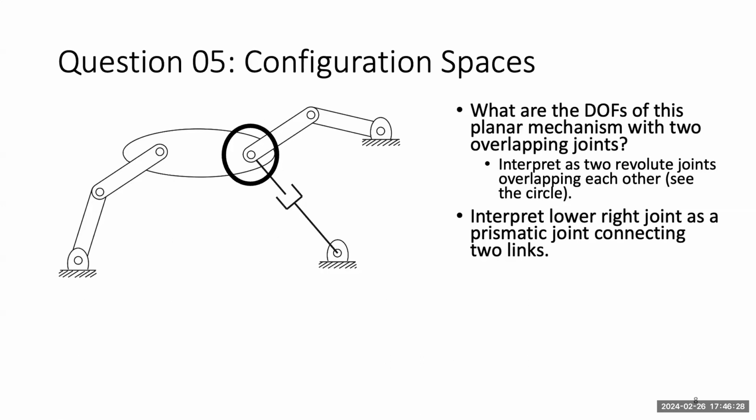Whenever you see this, always think of this thing as ground, and there's one ground. In Grubler's formula, you have the number of links, which includes ground, but there's only one ground, so don't think that you have multiple grounds. Here, it's one ground. This is a revolute joint, so revolute, revolute, revolute, revolute, revolute. So we have 1, 2, 3, 4, 5, 6, 7, 8, 9 joints. So we have 9 joints here.